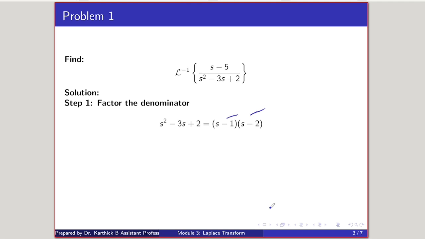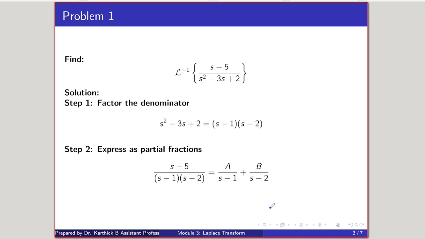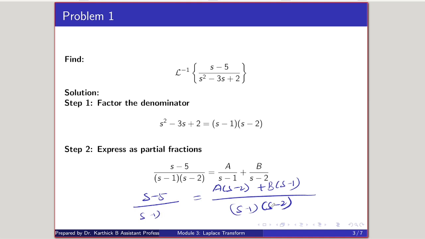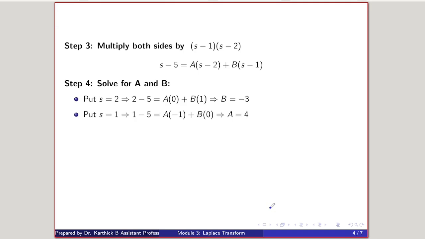Then I will go for the partial fraction. s minus 5 by (s minus 1)(s minus 2) can be written as A by s minus 1 plus B by s minus 2. On the next step, we multiply the terms. The denominator becomes the product of both, (s minus 1)(s minus 2), so the denominator gets cancelled. Finally, s minus 5 equals A(s minus 2) plus B(s minus 1). Then we have to find the values of A and B.